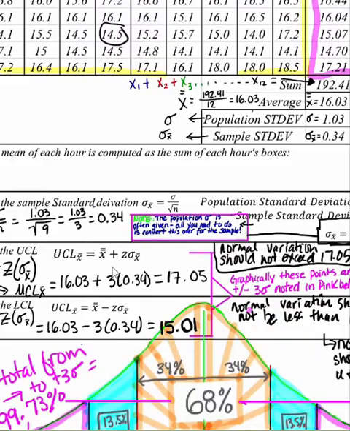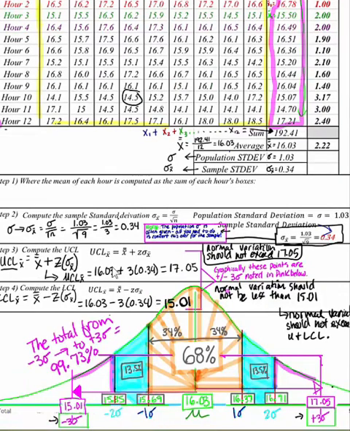We're going to then use the sample standard deviation to calculate our upper and lower control limits. So you'll notice here we have the calculation to compute the upper control limit, which is here, where we take X double bar, which in this case is 16.03 right there, plus 3, which is our Z value, and I'll talk about that in a second, times our standard deviation for our sample. So our upper control limit then is 17.05.